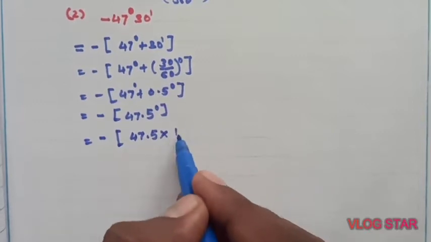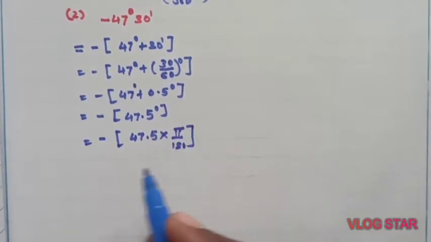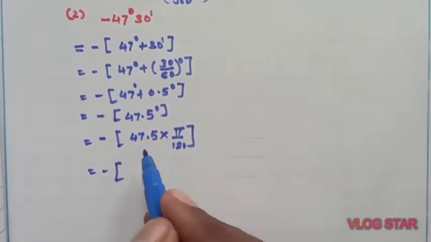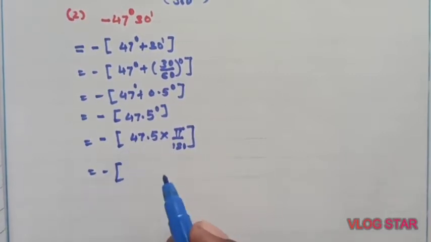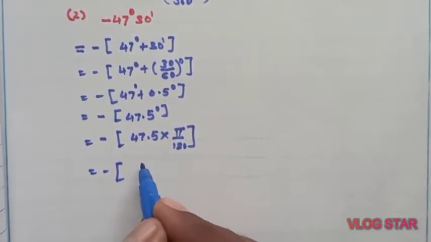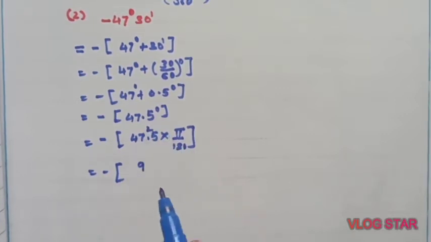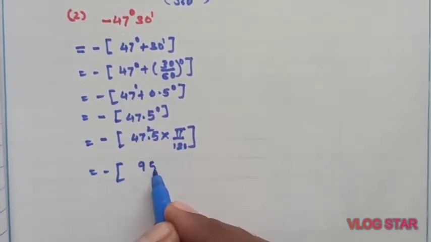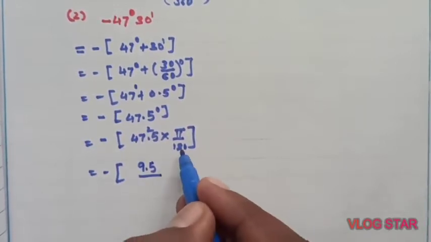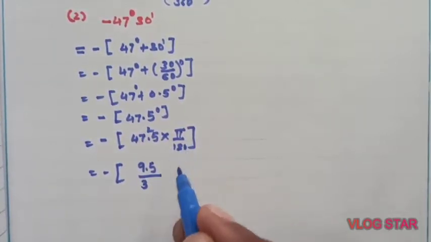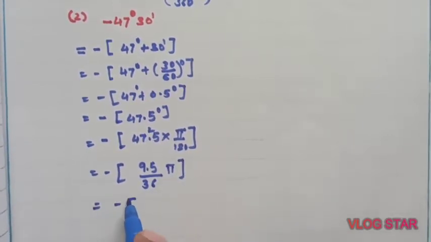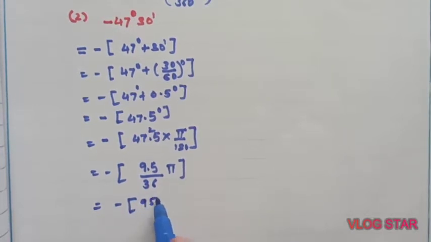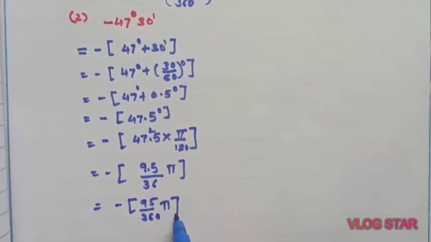What is the conversion factor? Pi upon 180. And finally, after reduction, you reduce with 5, you will get 5 eights are 40, 5 nines are 45, 2 left, then 5 fives are 25, so 9.5 upon, so 5 threes are 15, 5 sixes are 30, pi. Remove the decimal, that is 95 upon 360 pi. This much radian.